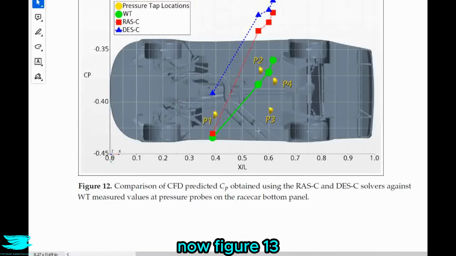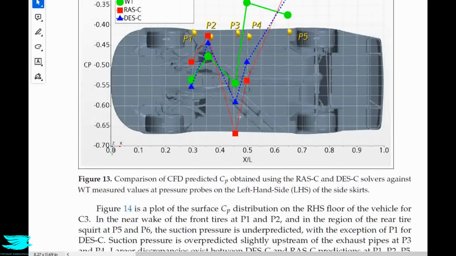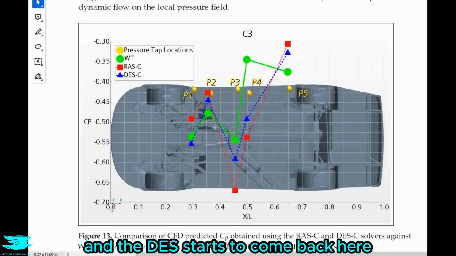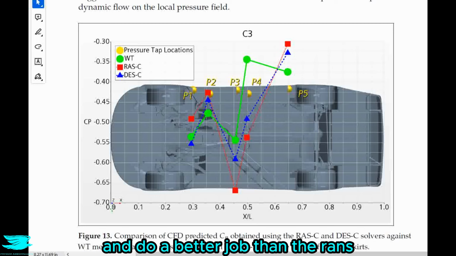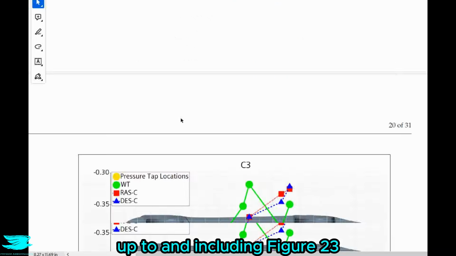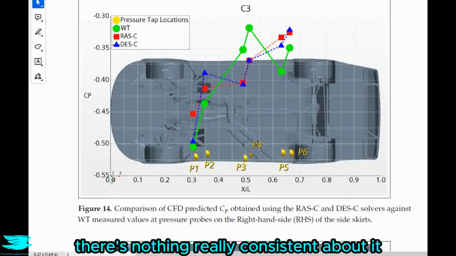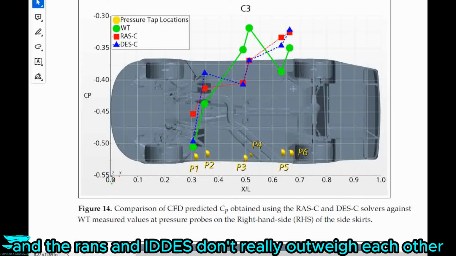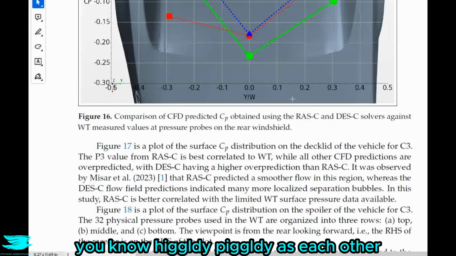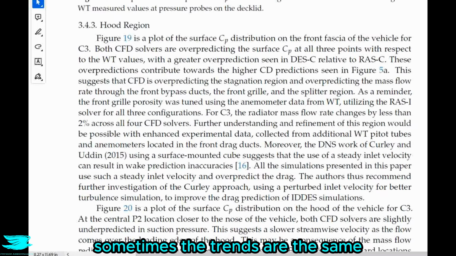Now in figure 13, we see pressures along the left side of the car, the left bottom side here, and the DES starts to come back here and do a better job than the RANS. Then for the rest of the figures up to and including figure 23, the CFD is kind of hit and miss. Sometimes it's good, sometimes it's bad. There's nothing really consistent about it, and the RANS and IDDES don't really outweigh each other. They're usually just as higgledy-piggledy as each other. At best, sometimes the trends are the same.